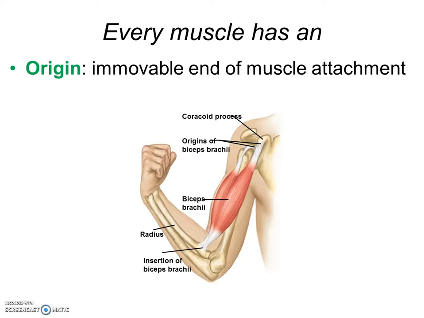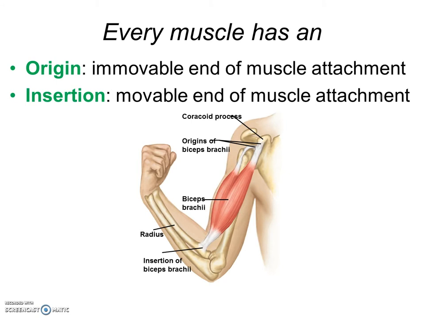All right, first of all, every muscle that we're going to study in lab, the skeletal muscles, are attached to bones. And they're attached to bones on two ends. On one end, you have the origin. Where the muscle attaches at the origin of the bone is the immovable end of muscle attachment. In other words, this part will never move.